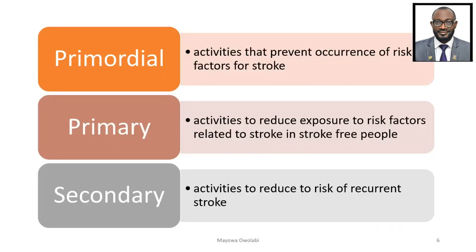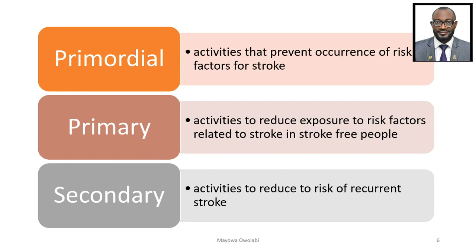So there are 4 pillars of the stroke quadrangle, and that is surveillance, prevention, acute care, and rehabilitation. Today, we are focusing on prevention as one of the most veritable tools to reduce the burden of stroke. And my talk is going to be focusing on primordial prevention, which is different from primary, secondary, and tertiary prevention.